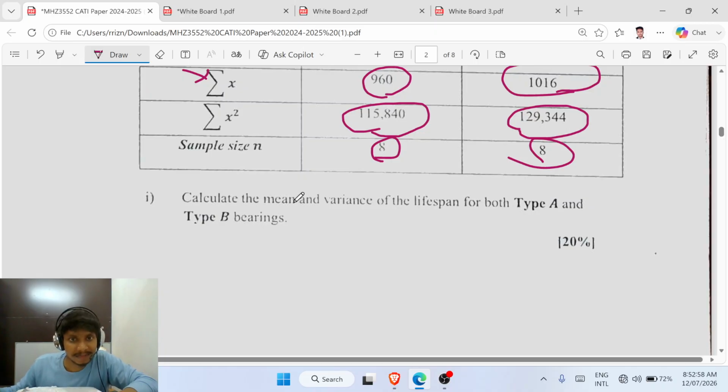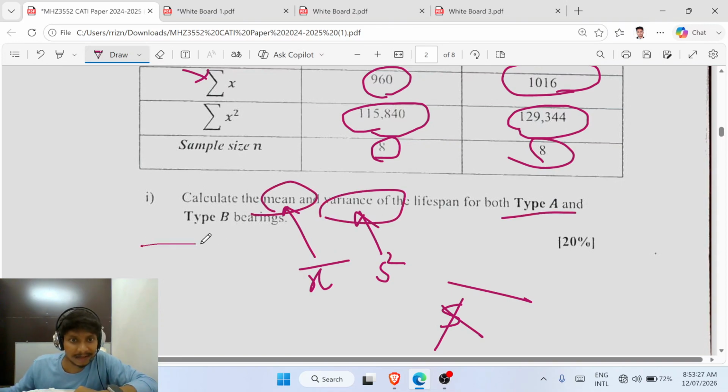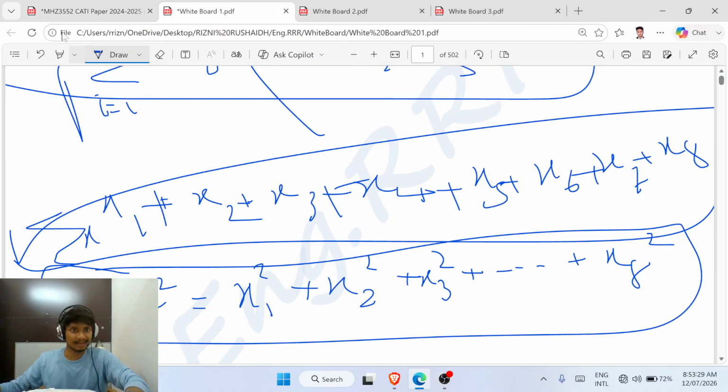Calculate the mean, X bar, and variance, S square. Not S, S square. Calculate the mean and variance of the lifespan for both type A and type B bearings. We have to find the mean and variance for type A and type B. This is the question.